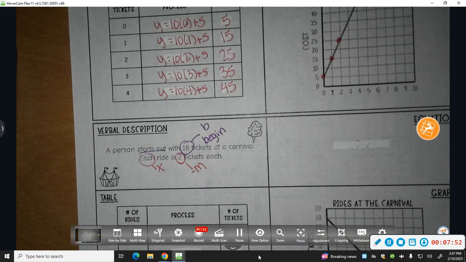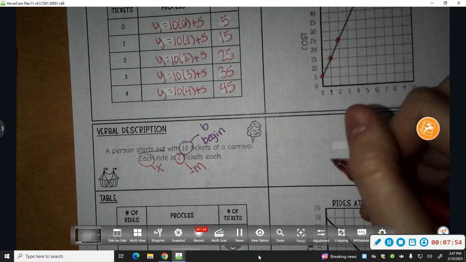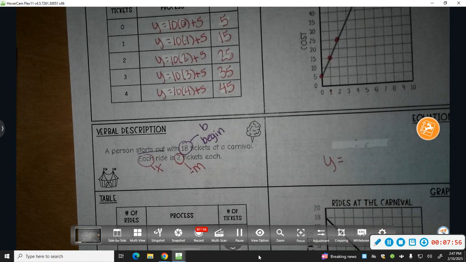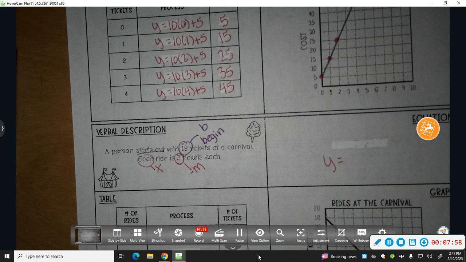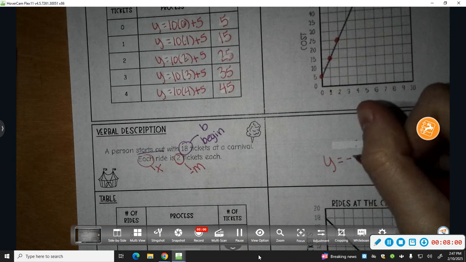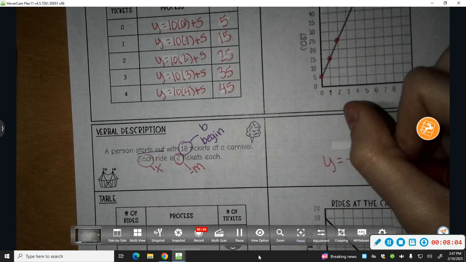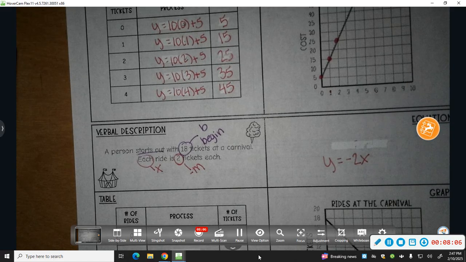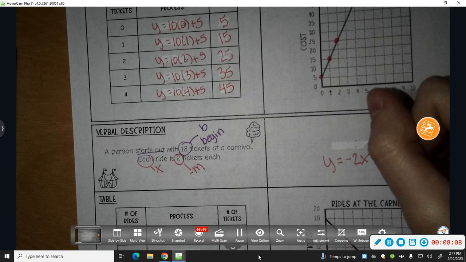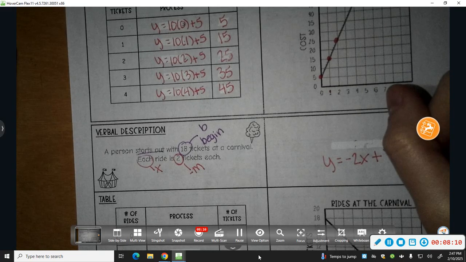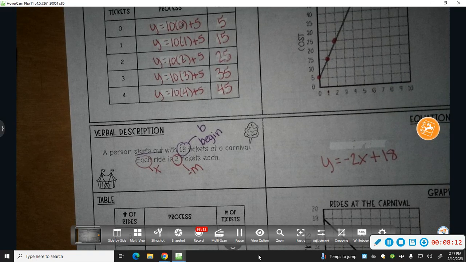Now that I have that information, I can write my equations. I know it's going to start with y equals. My slope, we said, was 2, but we said I'm losing 2 tickets, so I know it's going to be negative. My slope is always married to x. And then I'm going to add on my B value, my initial value of 18 tickets. That's how many I started with in my pocket.